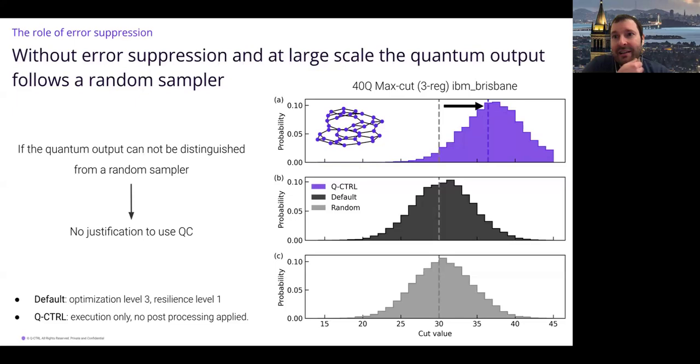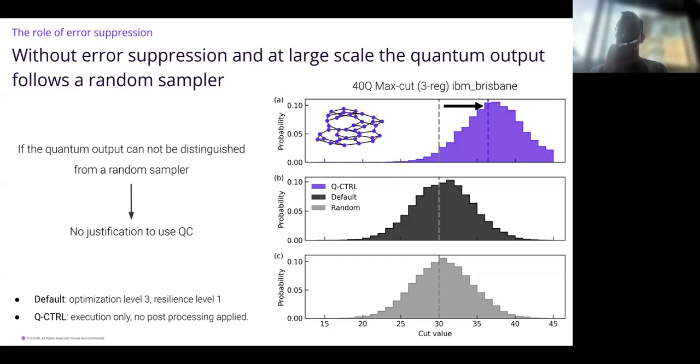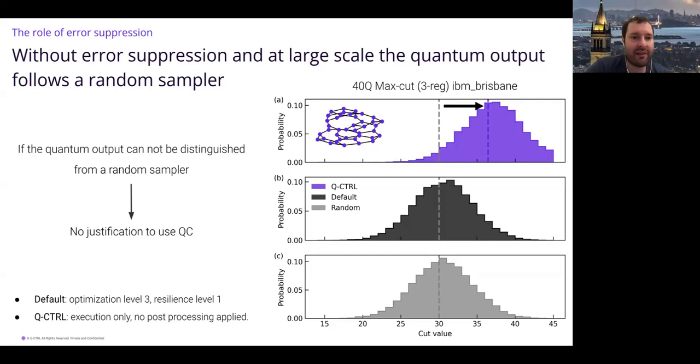So this data has no post-processing whatsoever. There is also no optimization here. I think maybe it was lost when I mentioned that. So in this case, we're just running the same circuit that was pre-optimized with the default method and with our error suppression. There is no post-processing here whatsoever. This is truly the result that you are getting from the quantum computer. And so this doesn't have the greedy spin? No. Exactly. No post-processing. I think I wrote there, execution only, no post-processing applied. And this is truly to show the effect of only the error suppression.